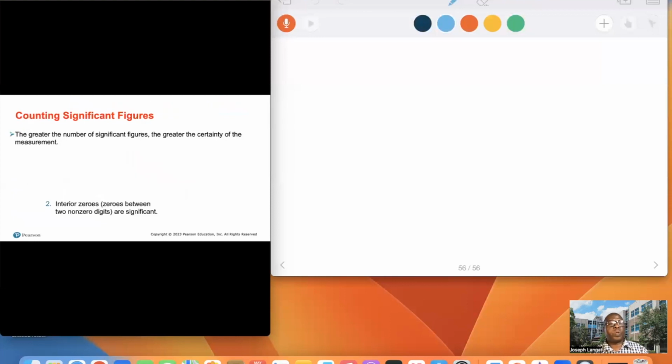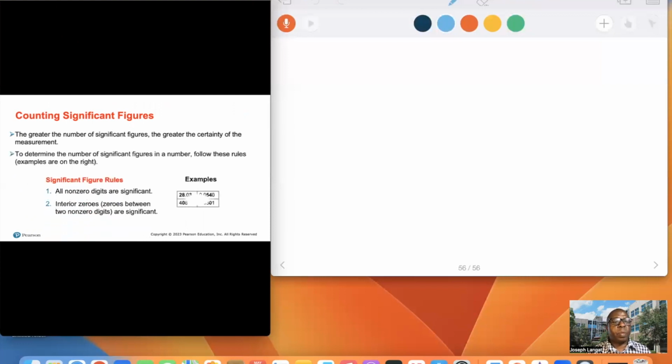And first, rules for counting the significant figures. You always start from left to right. Always start from left to right, not right to left. That's how you count the significant figures. For example, here, 1, 2, 3, 4. I count from left to right 4 significant figures. Here are the rules. We have about 4 rules.